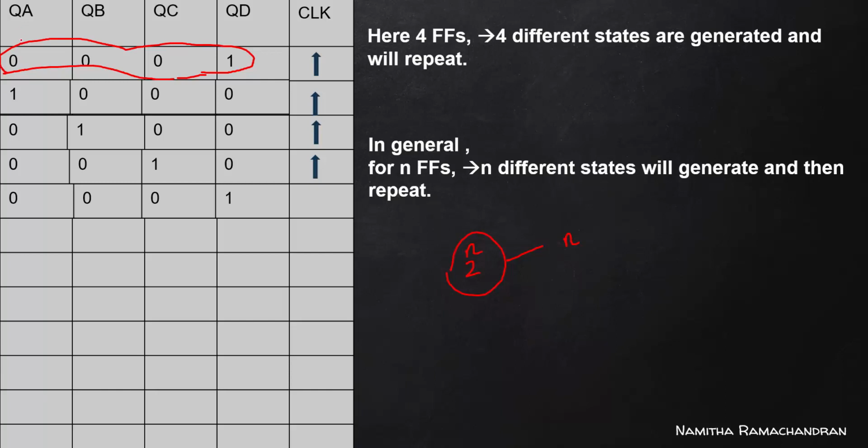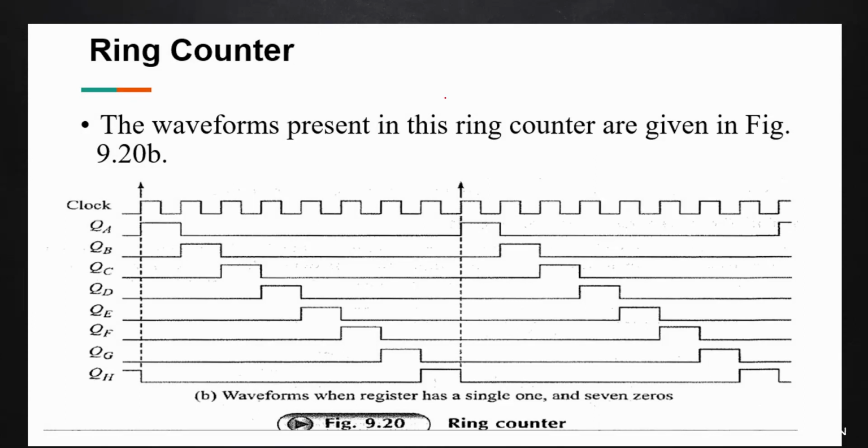This is the application of a ring counter. If we want to generate only a particular n different patterns, we can go for a ring counter based on a specific initialization. Next, this is the timing diagram representation of the same 1-bit shifting in a ring fashion.